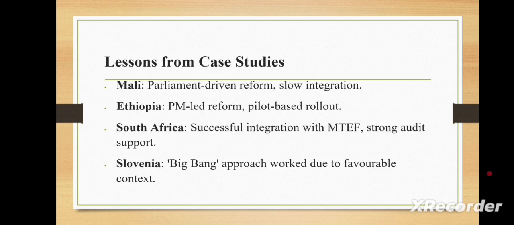Lessons from the case studies. Mali, parliament-driven reforms, slow integration. Ethiopia, PM-led reform, pilot-based rollout. South Africa, successful integration with MTEF, strong audit support. Slovenia, big bang approach, worked due to favorable context.